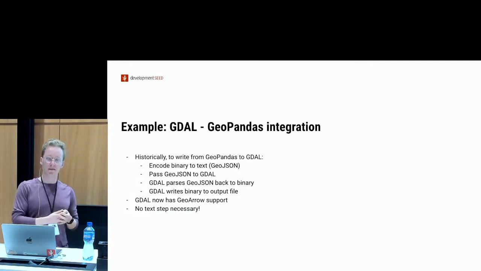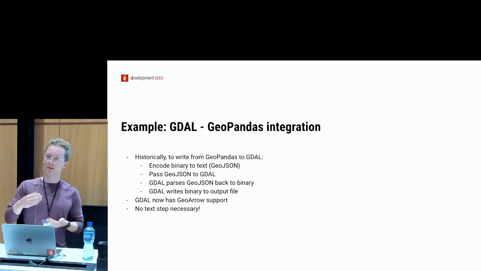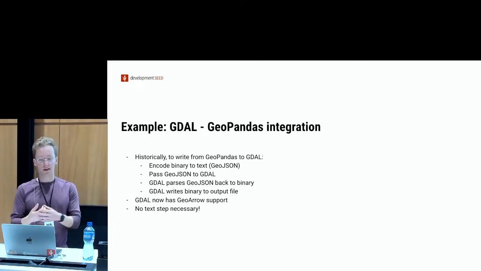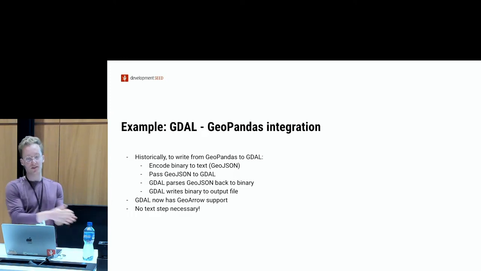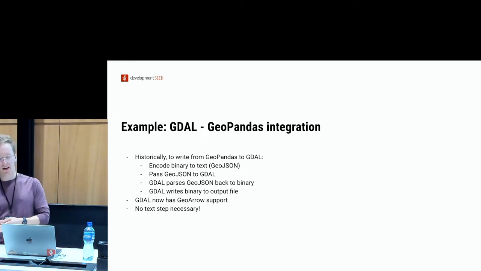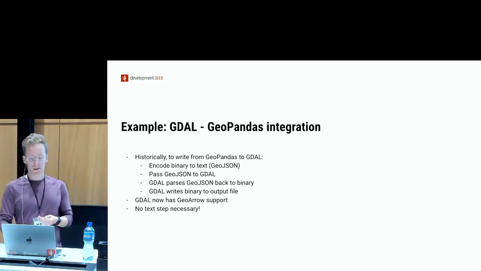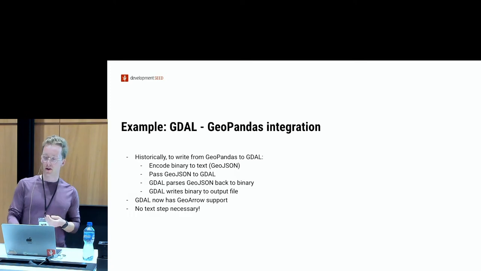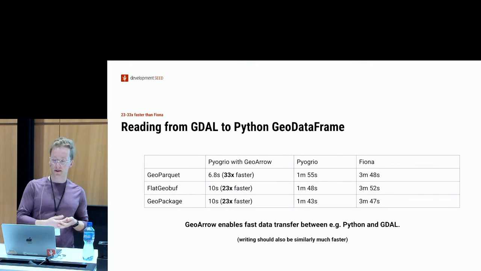But an example to drive this home: historically, to write from GeoPandas through GDAL, GeoPandas would iterate over the GeoJSON features of each row in your table. So it would take its own binary representation, convert it into GeoJSON, pass the GeoJSON to GDAL, which would then parse it back into binary, and then GDAL would write that binary to the output file. But GDAL, since version 3.6, has added GeoArrow support directly, which can make this a lot faster.